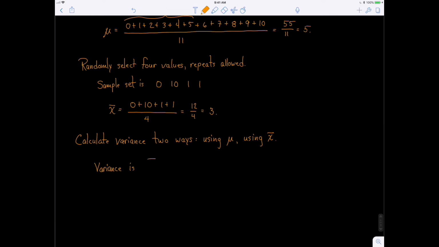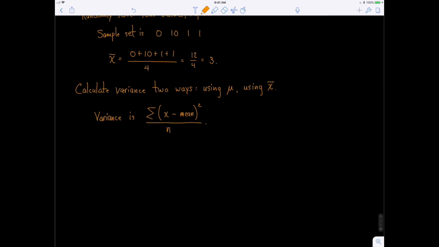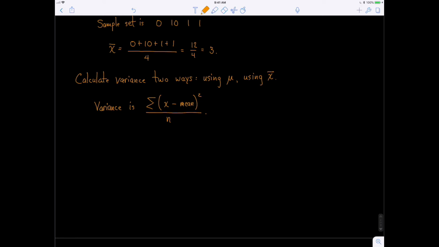Just in case you've forgotten, remember the variance in general: we take the data, x, and we subtract the mean. We'll just put mean here because we're going to do it for both of those. Then we square it, add all those up, and divide by the number of data. That's how we calculate variance in general. So we're going to do this two ways.